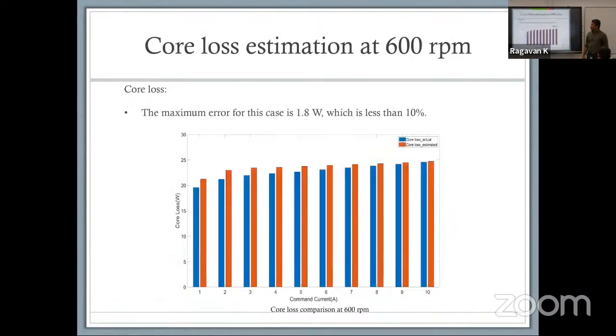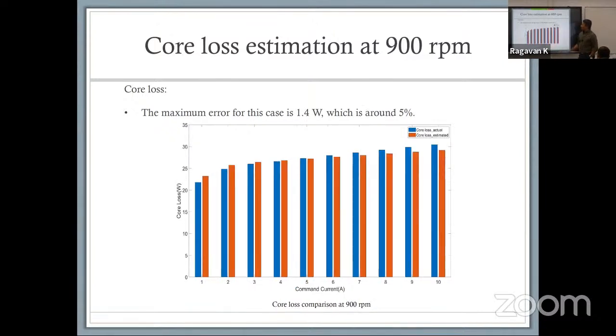So the core loss, in terms of comparison, what we did find out was that the core loss had a very good correlation with what we got from the estimated value. So if you compare the actual value to the estimated value, we were within barely about 1.5 to 2, sorry, 1.5 to 2 watts of the numbers. And the maximum loss was 1.4 watts, and we were within a 5% tolerance.